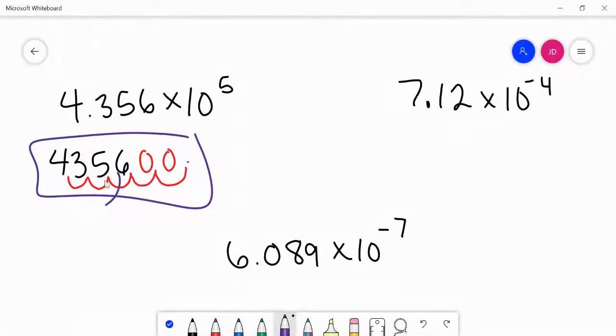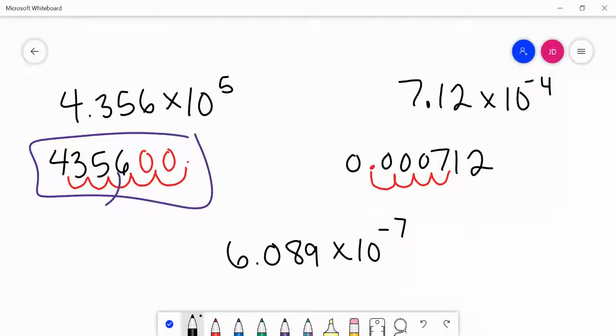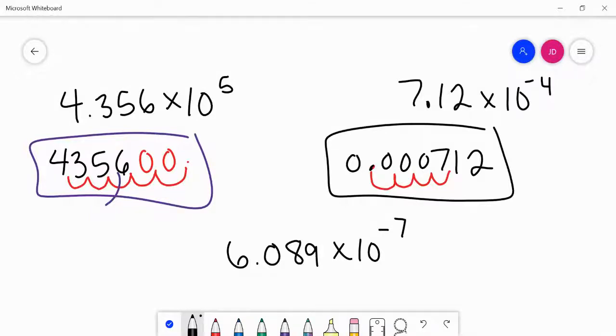Now, what happens when you have a negative exponent? Well, with the positive exponent, you went to the right. With a negative exponent, you go the opposite direction. You go to the left. So I write these numbers out again, 712. And I'm moving the decimal 4 spots to the left. 1, 2, 3, 4. There's my new decimal spot. I'm filling in the zeros for the hops, and I'm going to put a 0 out in front too. So your answer is 0.000712. A negative exponent moves it to the left. Positive exponent moves it to the right.